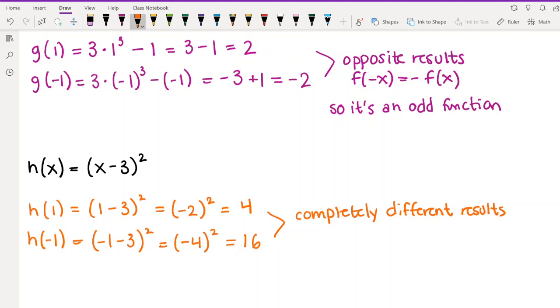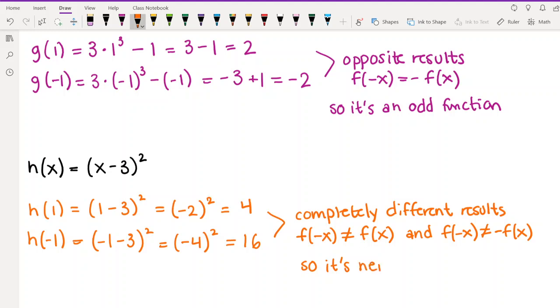And so this really tells us this could not be even or odd. So we can tell that f of -x is not the same as f of x, right? We didn't get the same result. And then we also saw that f of -x is not the same as -f of x. We didn't get opposite results either. And so that tells us that it's neither even nor odd.